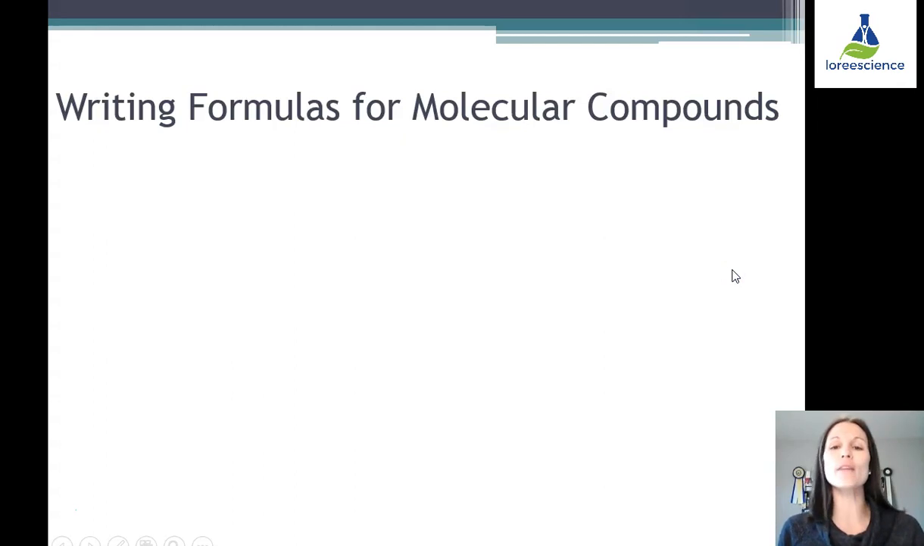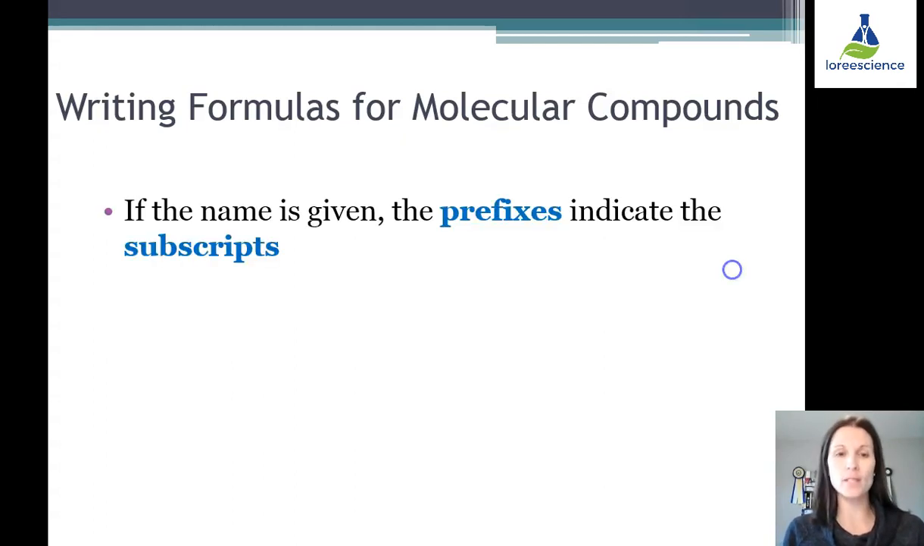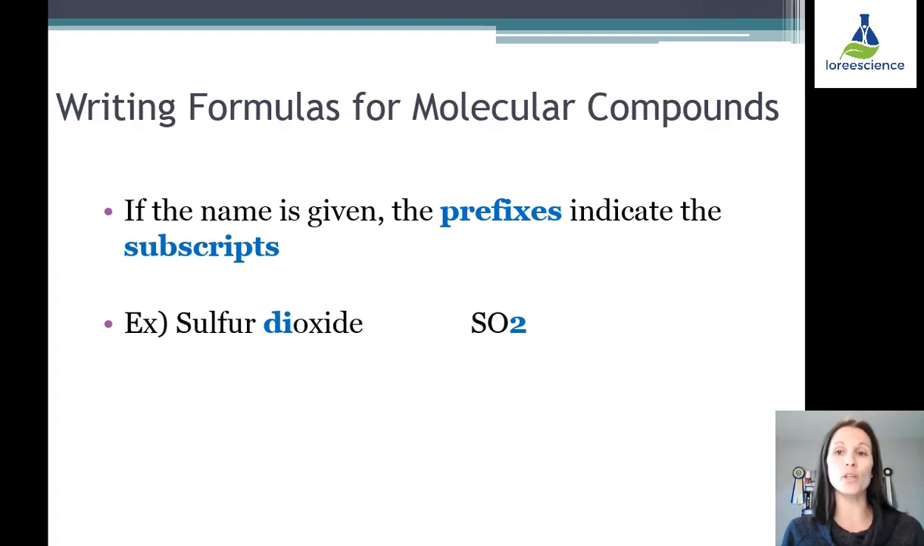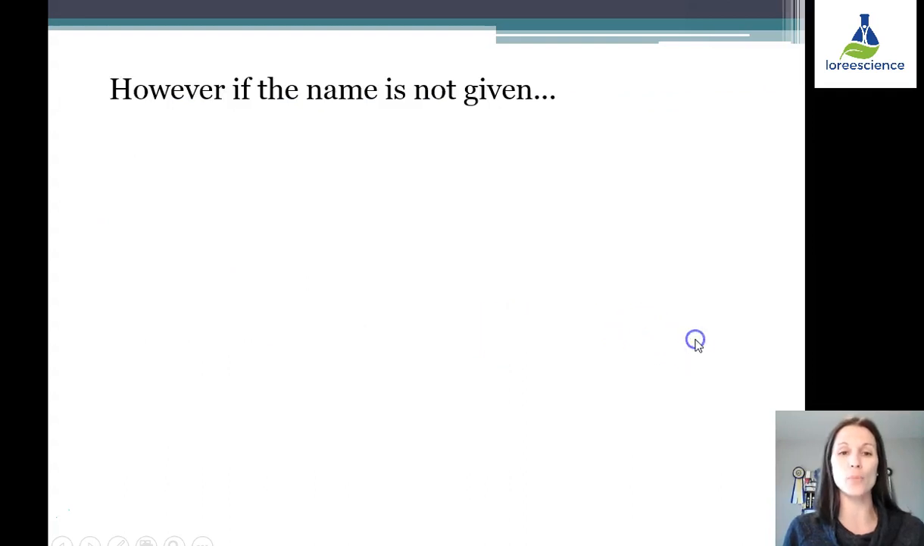So how do we then write the formula for molecular compounds? Well, the prefixes tell us what those subscripts are, or how many atoms of each element are going to be present. So for example, if you are given sulfur dioxide, you write the capital S, you know there's one sulfur, and you know there are 2 oxygens. The di indicates the subscript, which will tell us how many atoms of oxygen are present.